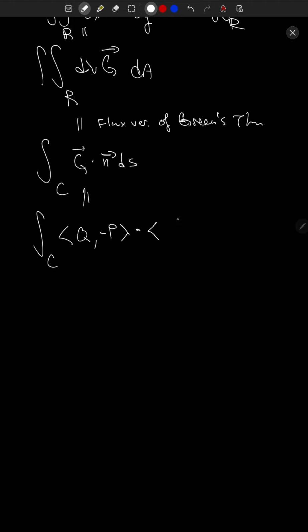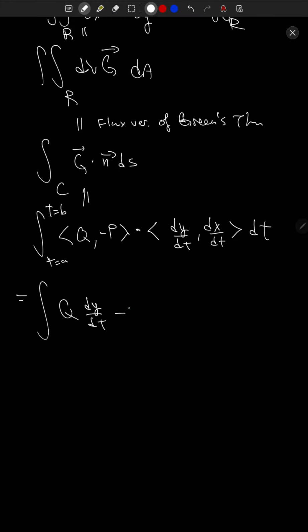Let me write it like this: dy dt, comma dx dt, dt. Okay, and I guess I shouldn't say C. So these limits of integration are with respect to t now, because now we've actually converted completely into an integral with respect to t. Let me actually just write it as t equals a to t equals b, just to emphasize again, it's a one variable calculus integral. All right, so what is this? Literally, let's just write out the dot product. This is q dy dt minus p dx dt, and then dt.